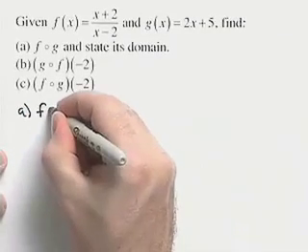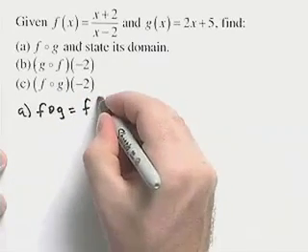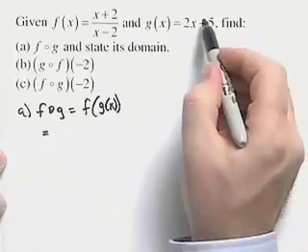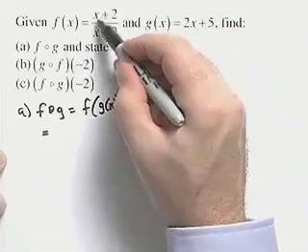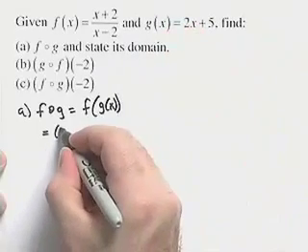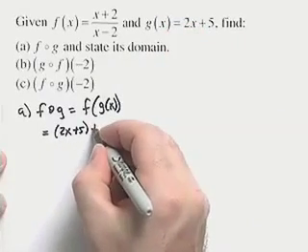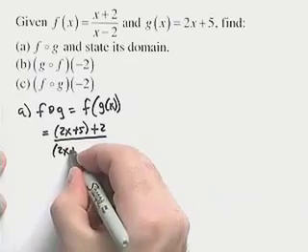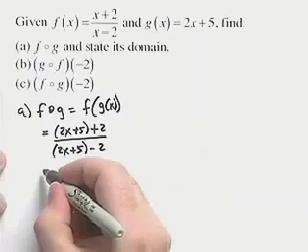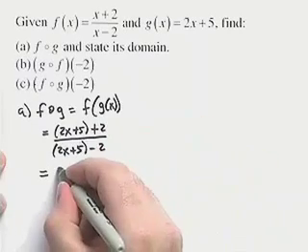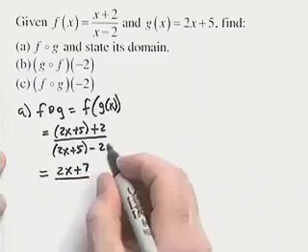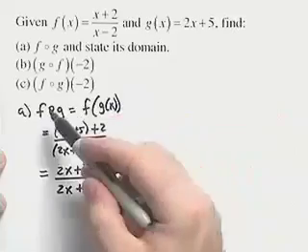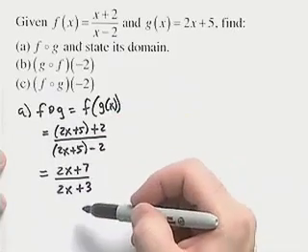The notation f of g is equal to f of g of x. So basically we just need to take this entire function g of x and substitute it into our function f anywhere an x occurs. So we'll have (2x plus 5) plus 2, so we replaced x by 2x plus 5, over (2x plus 5) minus 2. We're going to simplify that. The numerator will have 2x plus 7, and our denominator will get 2x plus 3. Well, our composition, f of g, is equal to (2x plus 7) divided by (2x plus 3).